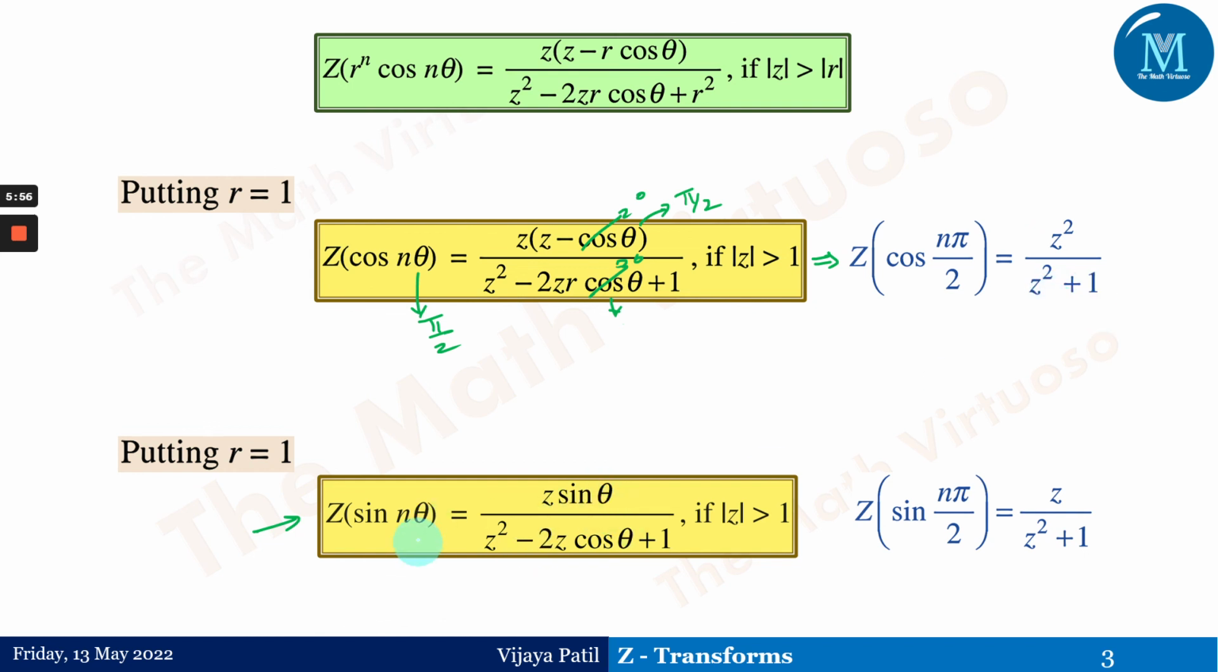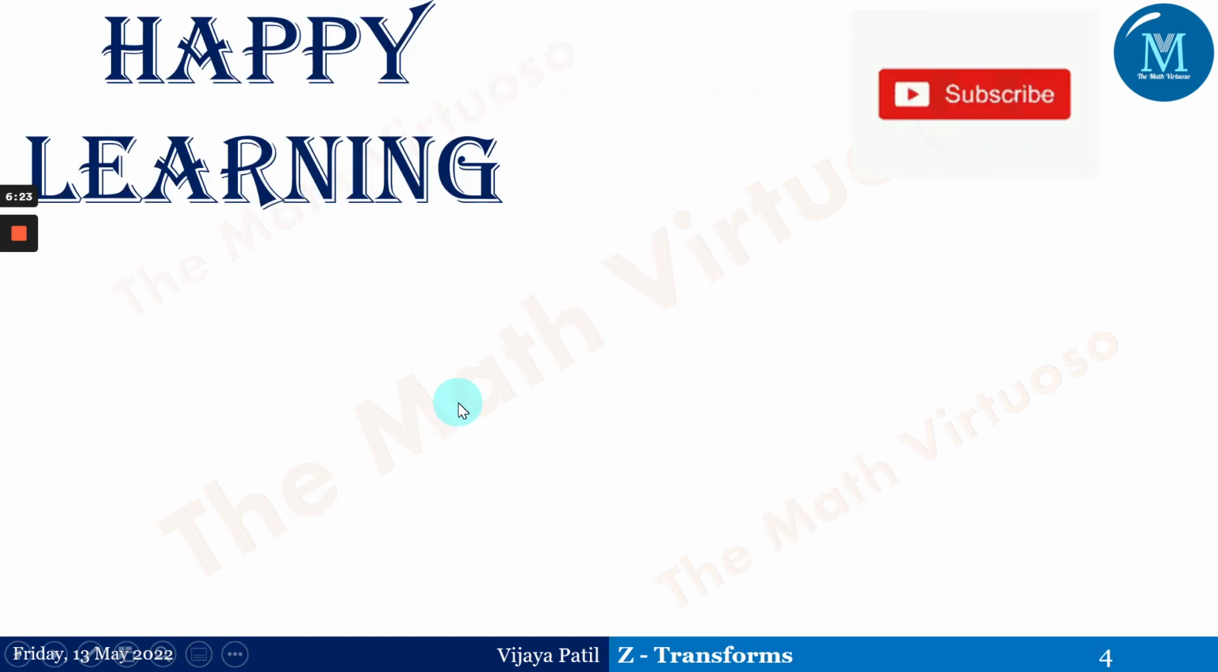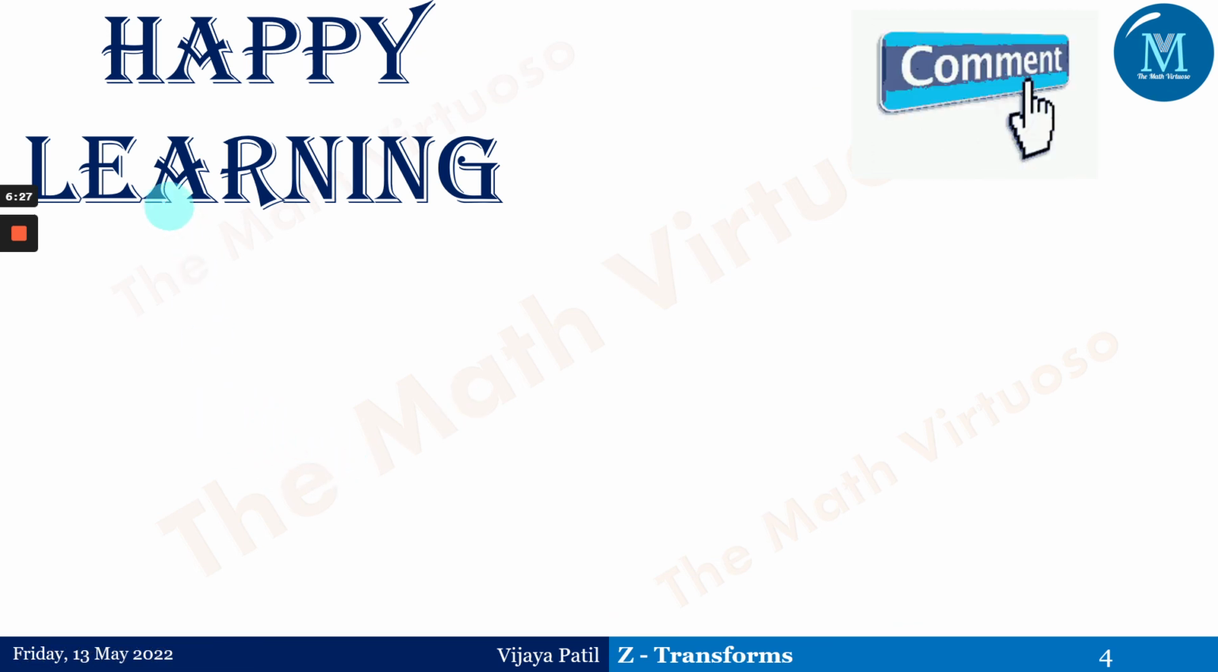Similarly here also, if we put theta equal to pi by 2, sin pi by 2 is 1 and cos pi by 2 is 0. So sin pi by 2 is 1, so that is z in the numerator. In the denominator, the middle term won't be there, so we have z square plus 1 as the Z transform of sin of n pi by 2. These are the different corollaries evolved using this particular set of standard formulae. And this is all about this set of standard formulae.